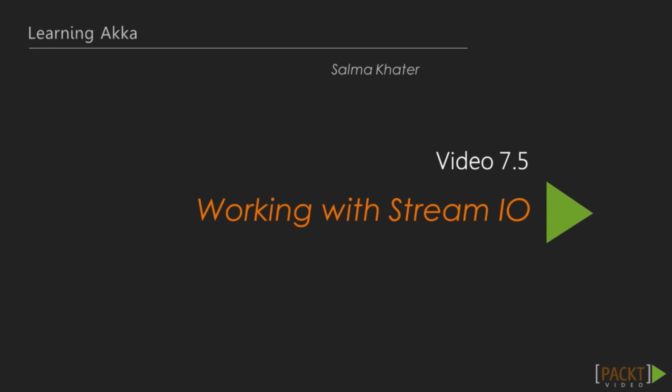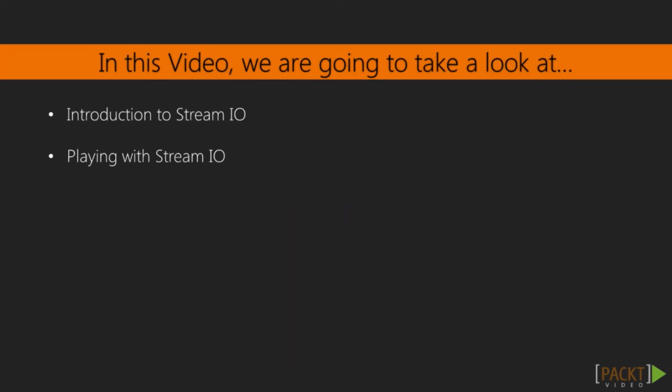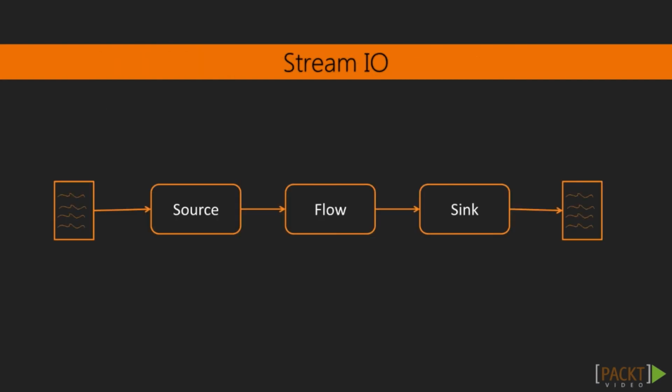Welcome to the last video in Section 7, Working with Stream I/O. In the previous video, we introduced graph flow and implemented it, and I hope you are playing with graph flow junctions. In this video, we will take a look at Akka Stream I/O and its implementation. Let's start. Akka Streams provide a way of handling file or TCP I/O with streams. This means Akka Streams provide simple sources and sinks that can work with byte string instances to perform I/O operations on files. Let's implement our example.